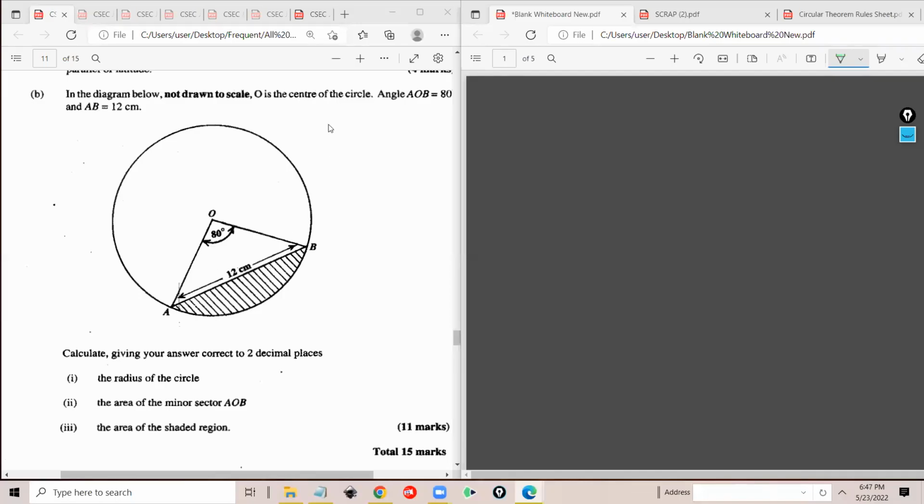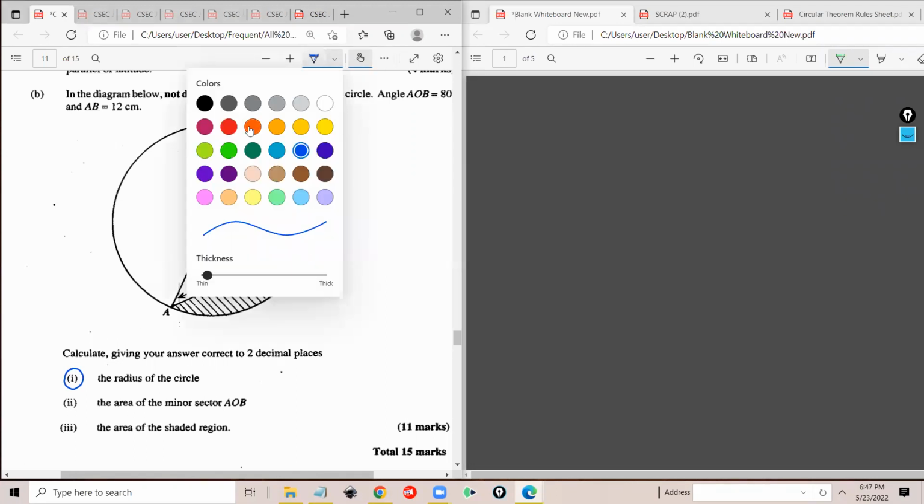So here we have, well, if you all look here, it's definitely a triangle, right? For part one, we're going to try to find the radius of the circle.